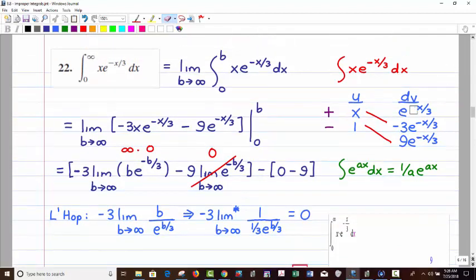And so, well, actually, what am I saying? We're using the tabular method. So you connect the x with this term right here. It gives you negative 3x e to the negative x over 3. And don't forget the minus right here with that sign. So it becomes 1 times this. So it's minus 9x e to the negative x over 3.